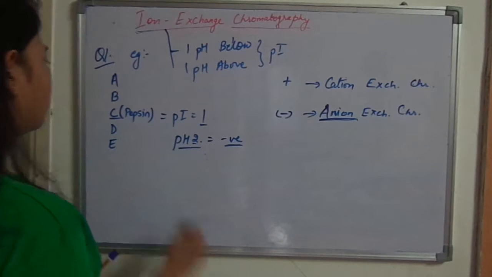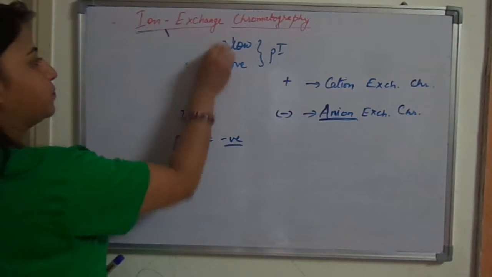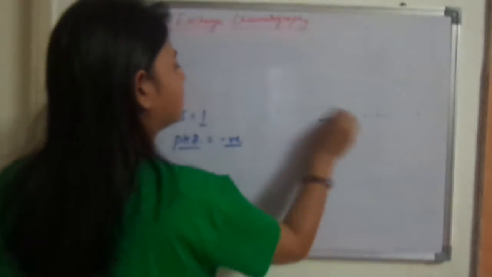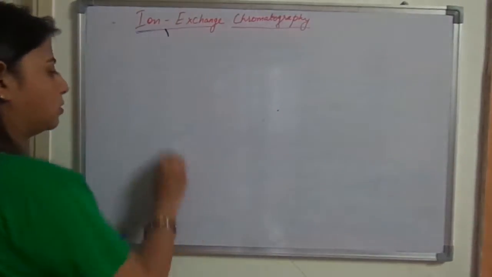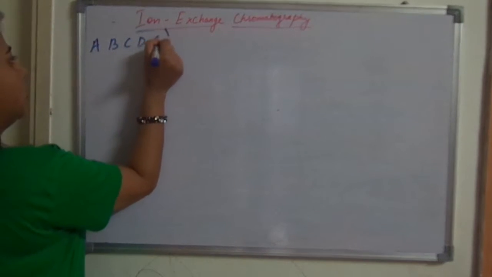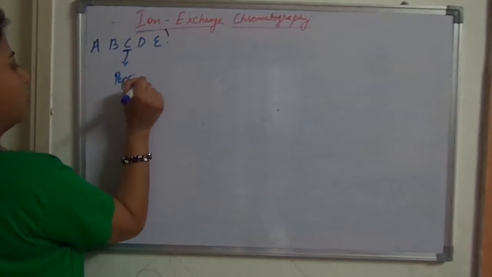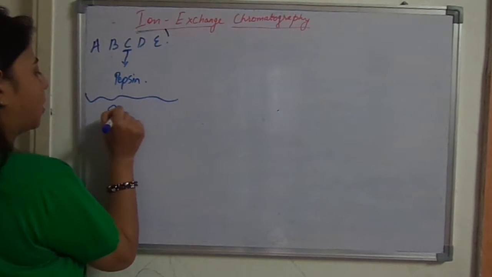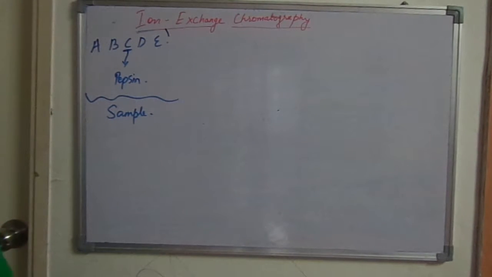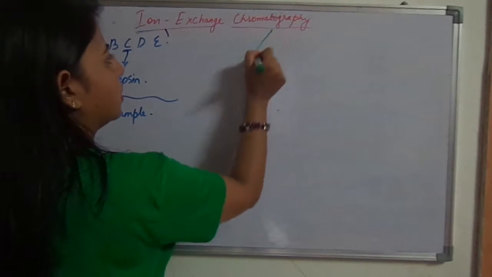Right? Now coming to the actual experiment, we had 5 proteins A, B, C, D, E, and among these C was pepsin. This is the sample. What is this? This is the sample which we have to separate, right? Now what we have to do, in any chromatography there are two things.